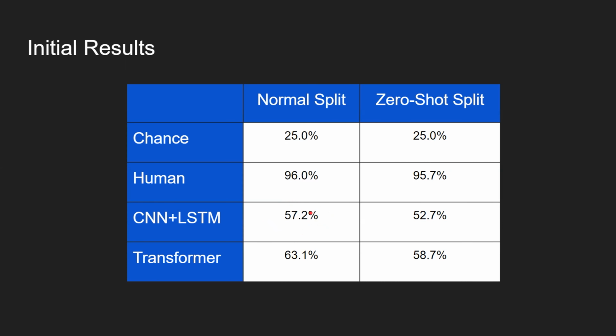This is our CNN LSTM. It achieved a 57.2 on training on Newton on our data set. Again, this is a slightly different data set than the paper mentioned before. And on the zero shot split, our CNN LSTM got a 52.7. Our initial run of our transformer got a 63.1 on normal split, so it's doing pretty well, and a 58.7 on zero shot. Again, doing pretty well.